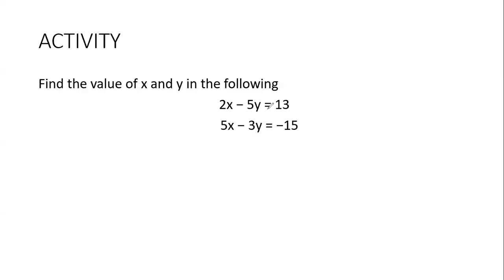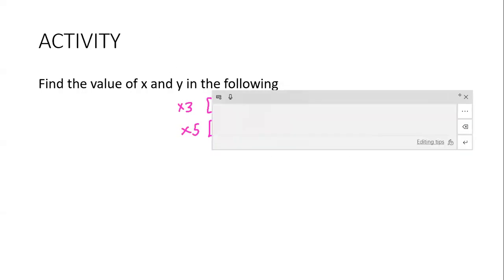Very good. Now, if we are to eliminate y, the first thing you look at is the coefficients. This y here has a coefficient of 5. This y down here has a coefficient of 3. So the first equation, we shall multiply it by 3. The second equation, we multiply it by 5. Is that okay, class? Let me know in the chat again.